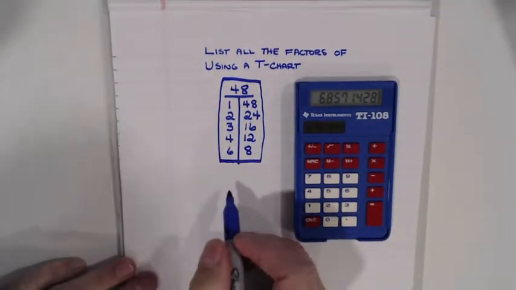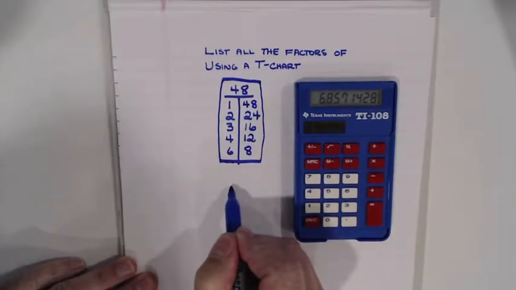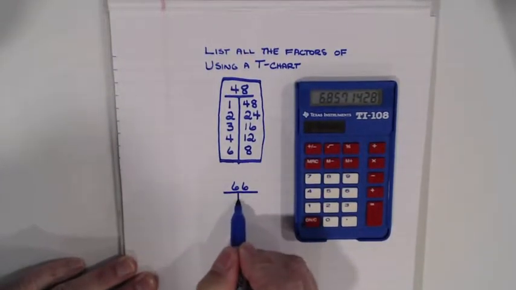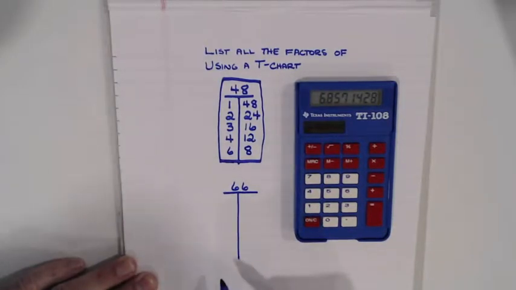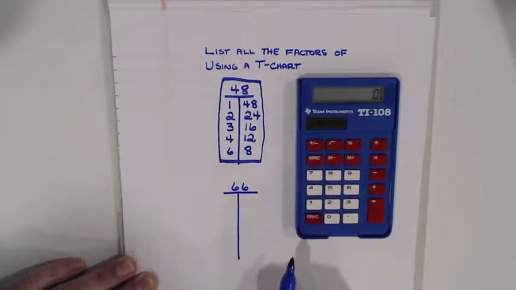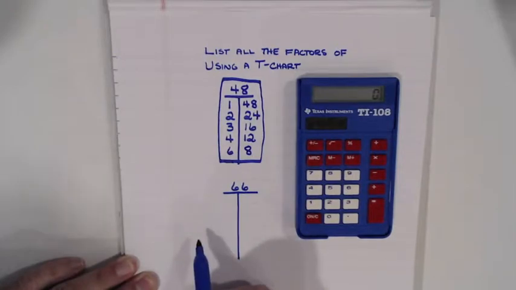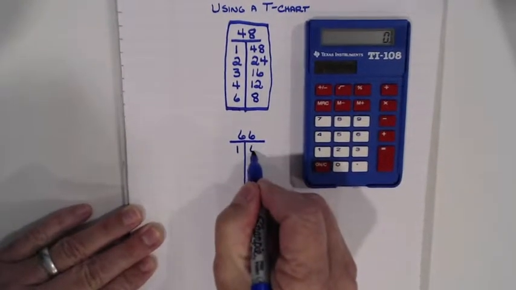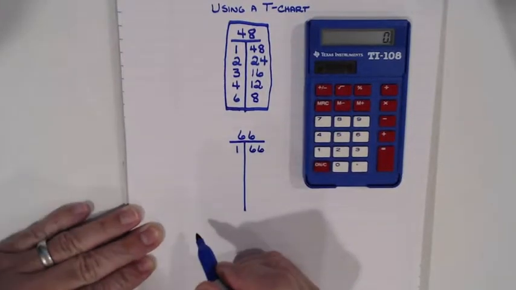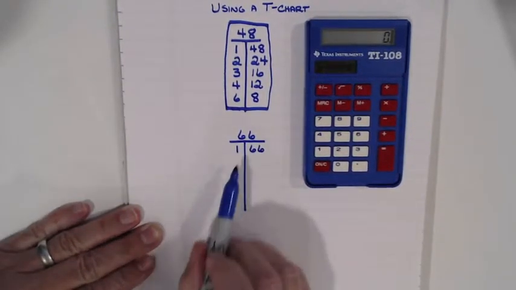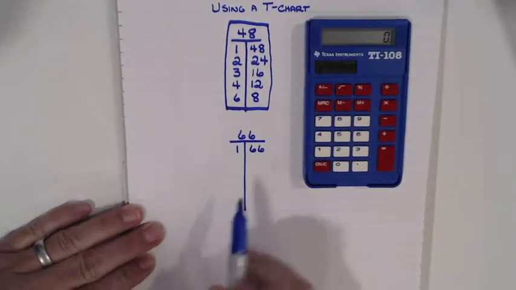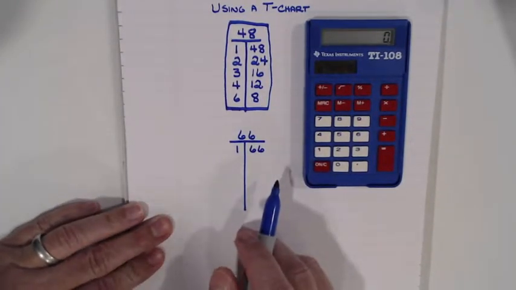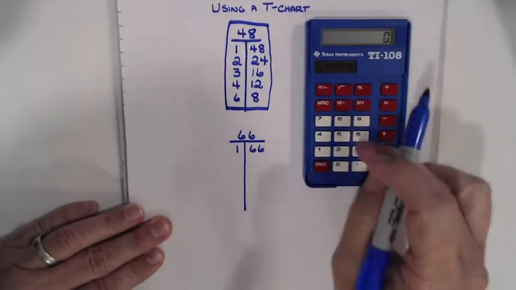So let's try another one, like 66. I'm going to make a T-chart for 66. And I'm always going to start off with 1 and the number I'm looking for. So 1 times 66 is 66. And I start listing all the others. I go from 1, 2, 3, 4, 5. These numbers will converge, and then I'll have a good list of all the factors of 66.